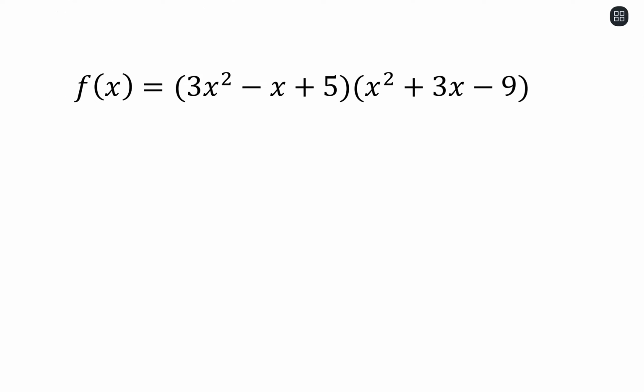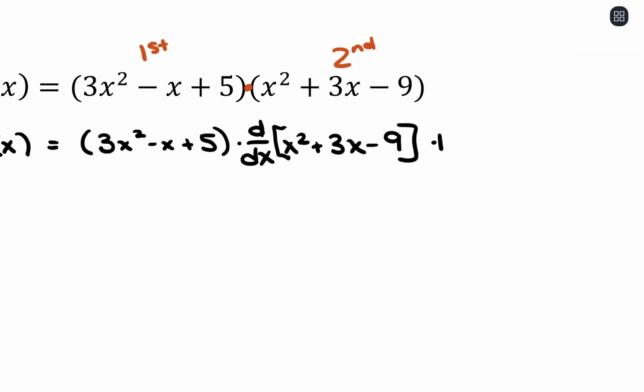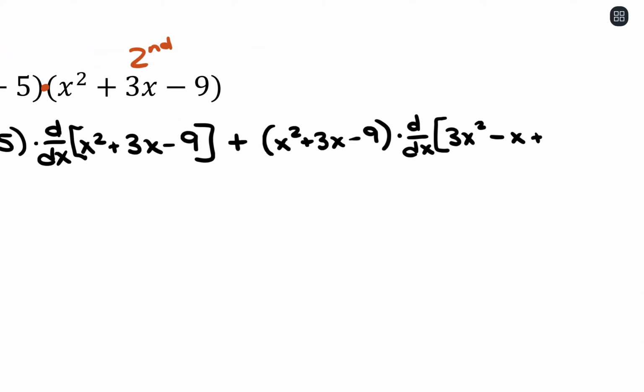All right, we have our first function, our second function, and they're multiplying together. So to take the derivative, we're going to take the first function, 3x squared minus x plus 5, times the derivative of the second. So we're taking the derivative of x squared plus 3x minus 9. And then we're going to add that with the second function, x squared plus 3x minus 9, times the derivative of the first function, which is 3x squared minus x plus 5.